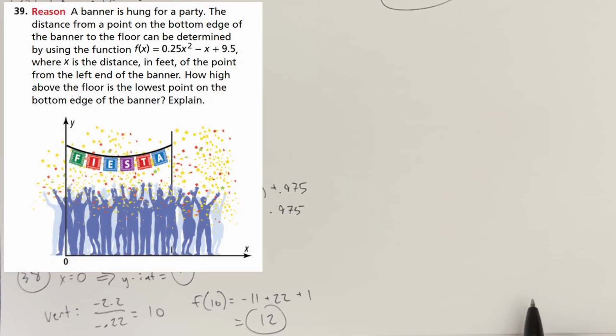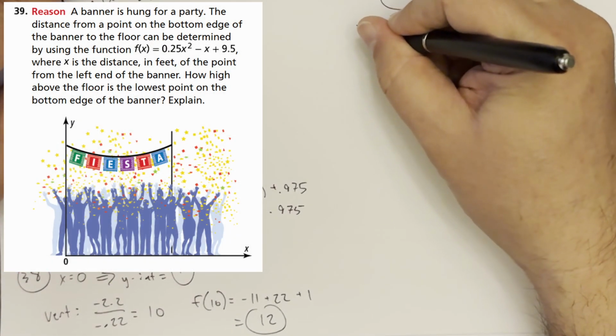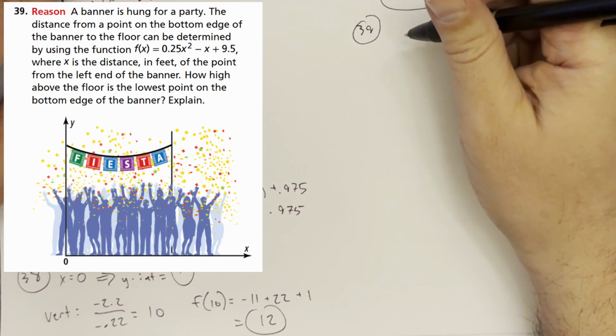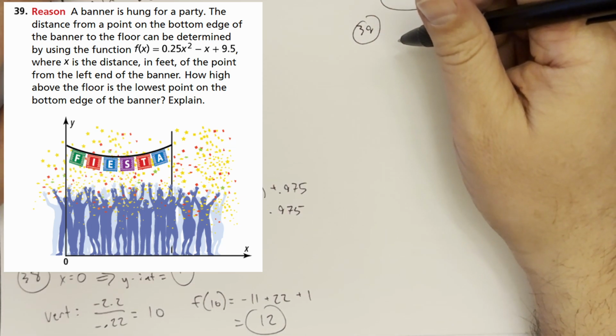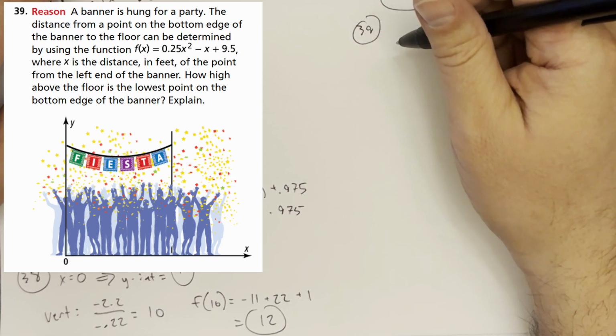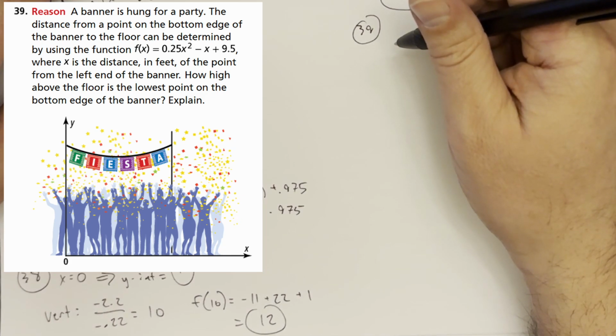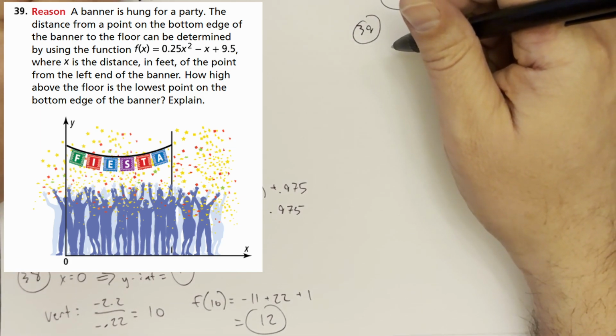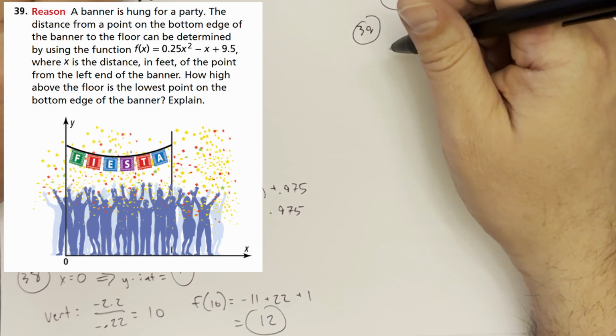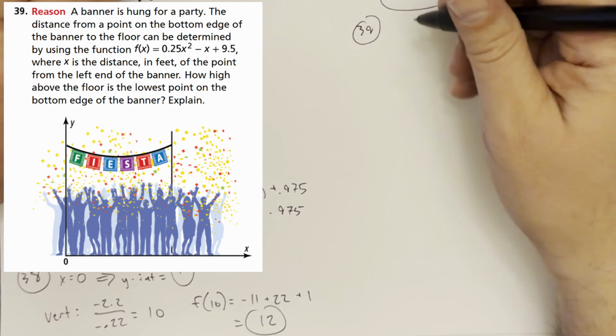These last few questions are more of the same. A banner is hung for a party. The distance from a point on the bottom edge of the banner to the floor can be determined by using the function 0.25x squared minus x plus 0.95, where x is the distance in feet of the point from the left end of the banner. How high above the floor is the lowest point on the bottom edge of the banner? Explain. So it doesn't matter that it's the distance from the left end, really.